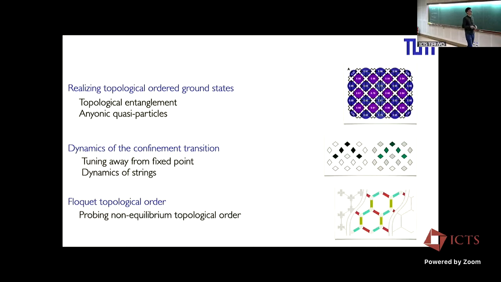And the third example will be a topological order which cannot exist in equilibrium. It's a genuine non-equilibrium form of topological order, and we call it Floquet topological order. It also has other names in the literature, but I will explain to you as we go through this presentation what I actually mean here.